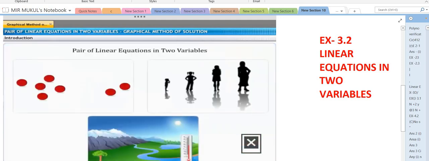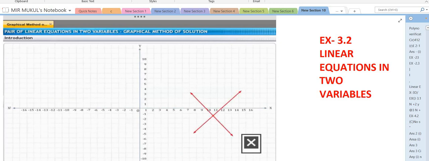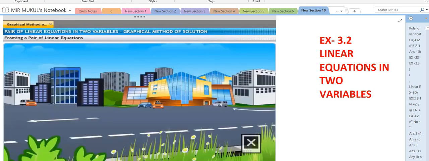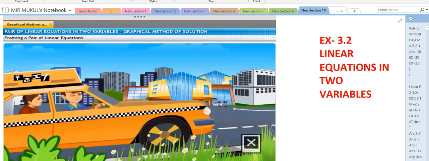Such relationships are linear in nature and can be expressed mathematically as a pair of equations in two variables. In this lesson, we'll discuss how a pair of linear equations in two variables can be represented and solved graphically. Let's see how. Let's begin by defining the general form of a pair of linear equations in two variables. Consider an example.